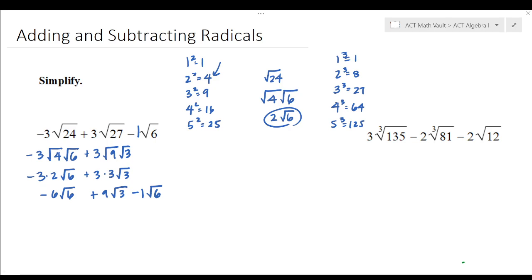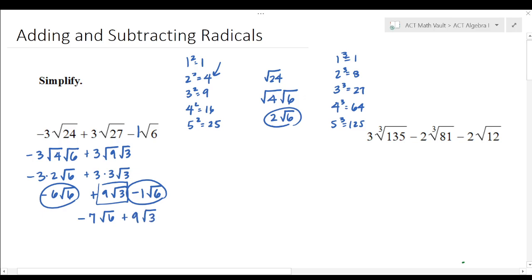So it looks like I do actually have like terms. It's almost like this is negative 6x, this is minus 1x, and then this would be like a 9y. Think of it like that, where we have like terms. Okay, so I'm going to combine these root 6's together to be negative 7 root 6, and then this 9 root 3 doesn't have a counterpart, but it just comes down. And that's my answer. So you need to simplify the radicals, then combine them at the end.